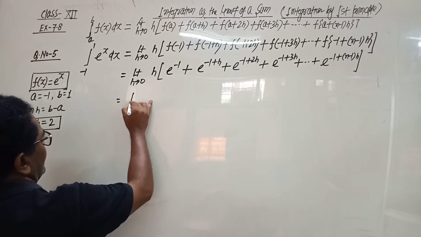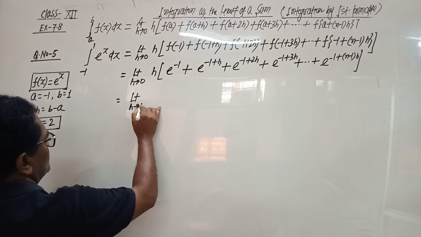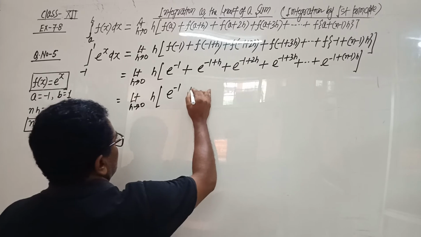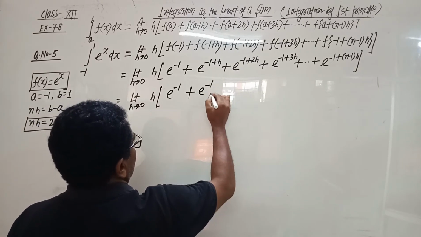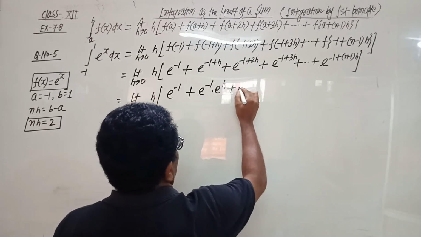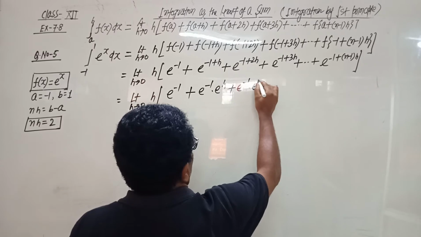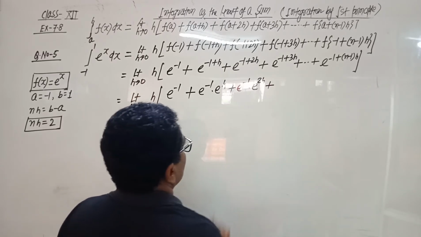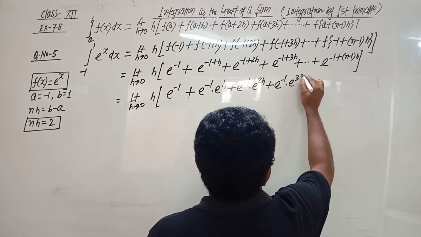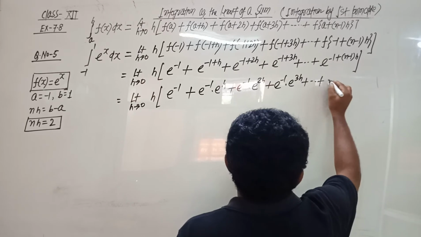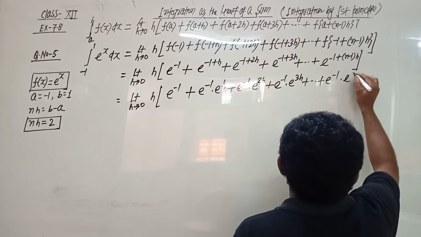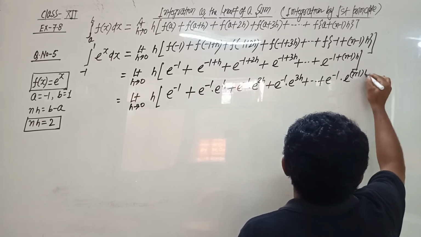This can be written as limit h tends to 0, h times e raised to the power minus 1 into e raised to the power h, this will be expanded. This becomes e raised to the power minus 1 into e raised to the power 2h plus e raised to the power minus 1 into e raised to the power 3h plus ... plus e raised to the power minus 1 into e raised to the power (n minus 1) into h.